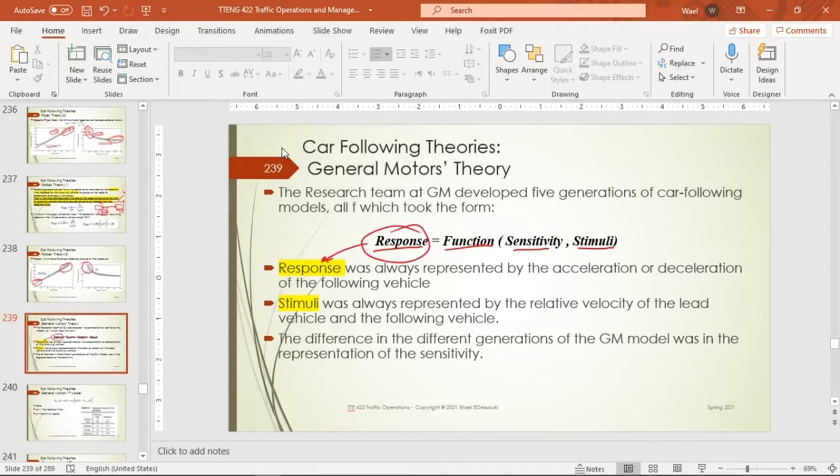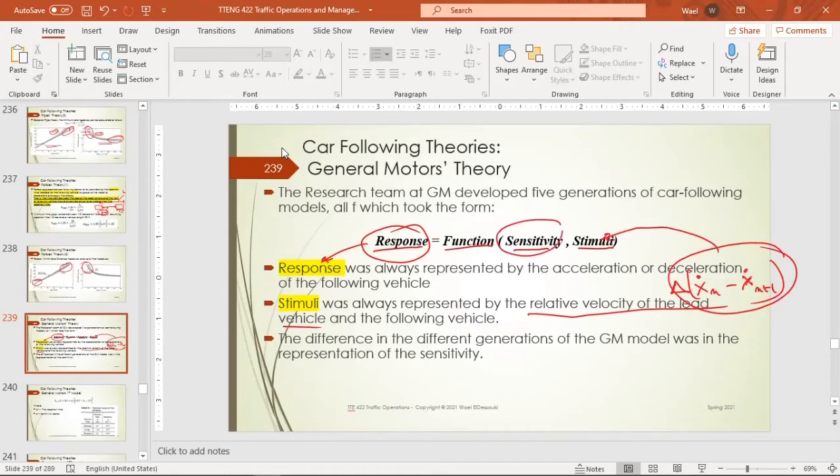So this response depends on what? It's a function of stimuli, the thing that causes the following car to increase speed or reduce speed, to accelerate or decelerate, plus the sensitivity of the following car. So here, the stimuli was always represented as the relative velocity of the lead vehicle. That means the difference between x dot n minus x dot n plus 1, the difference in the speeds. That was basically the stimuli.